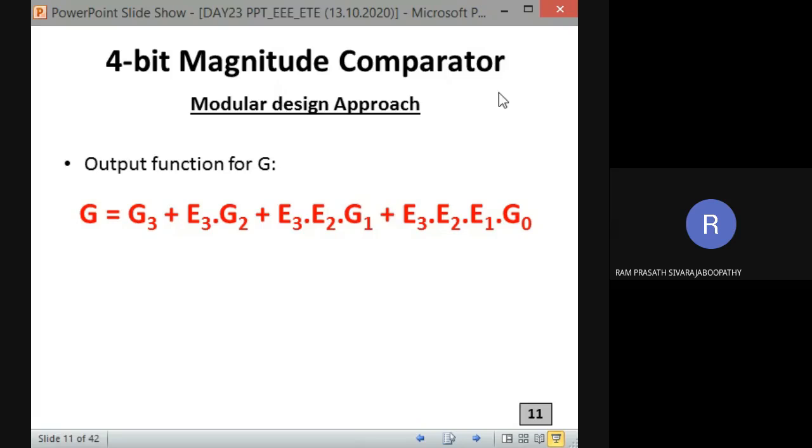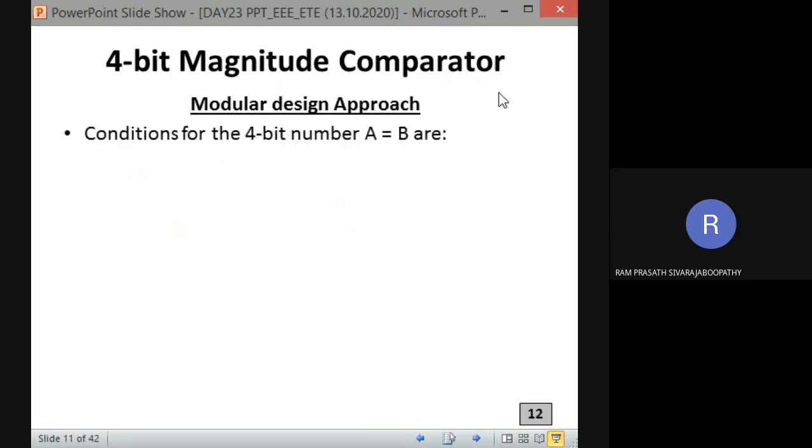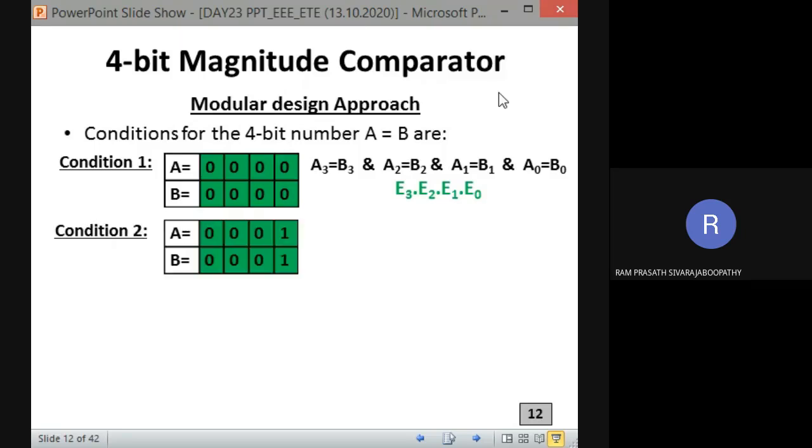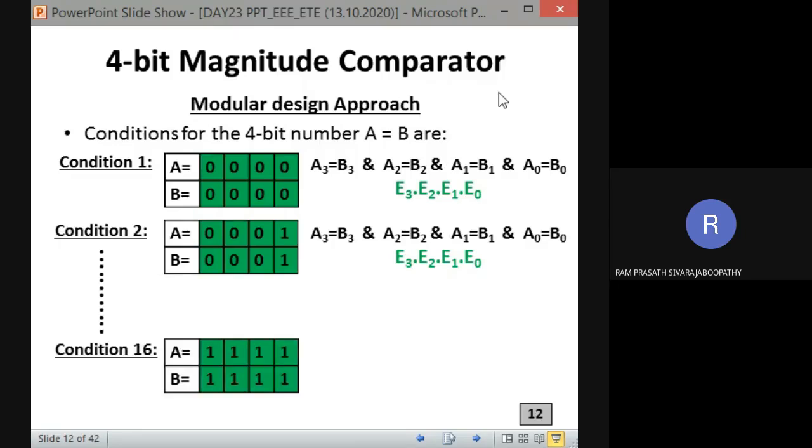Equal. Okay, we are going to find the function for E. So what can be the condition for the 4-bit number A equal to B? Condition 1: all bits of A are 0 and all bits of B are 0. What does it mean? A3 equal to B3, A2 equal to B2, A1 equal to B1, A0 equal to B0. So E3, E2, E1, E0. Correct? All the conditions must be satisfied. Fine. Second condition, it can be like this: 0 0 0 1, 0 0 0 1. That time also we have the same condition. What about condition 3? Up to 16 numbers we can have like this. Is it clear for all of you?